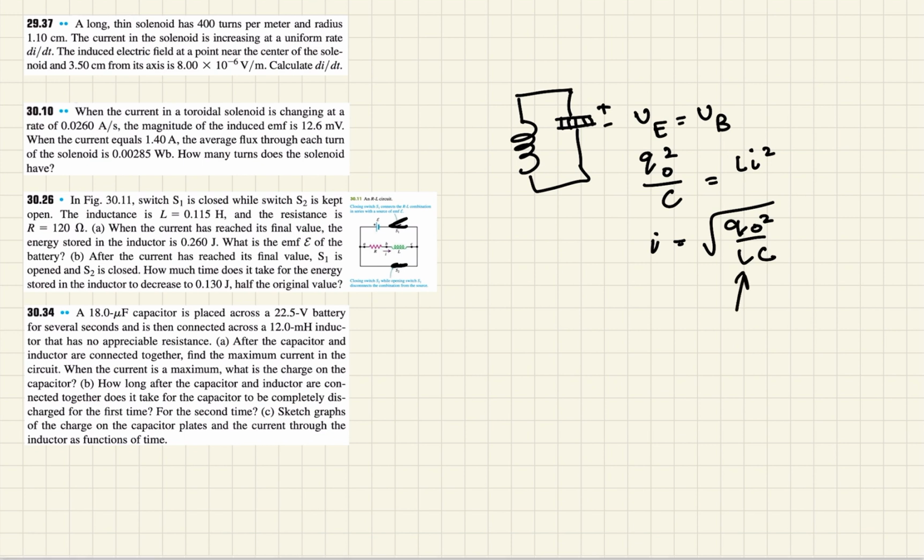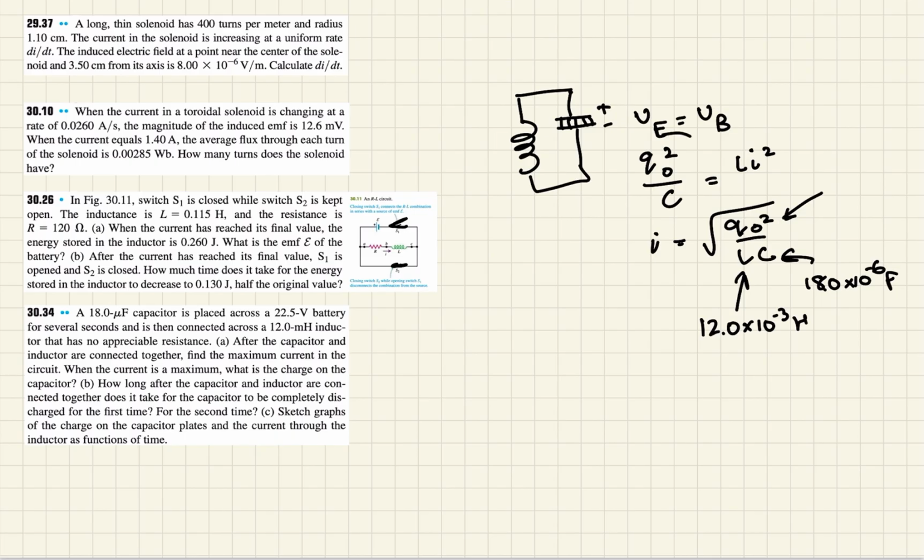You can just plug in what we know. This is 12.0 millihenries, so that's 12.0 times 10 to the power of negative 3 henries. That's 18 microfarads, so 18.0 times 10 to the power of negative 6 farads. And Q naught, which you actually don't know. So that's a little bit tricky.